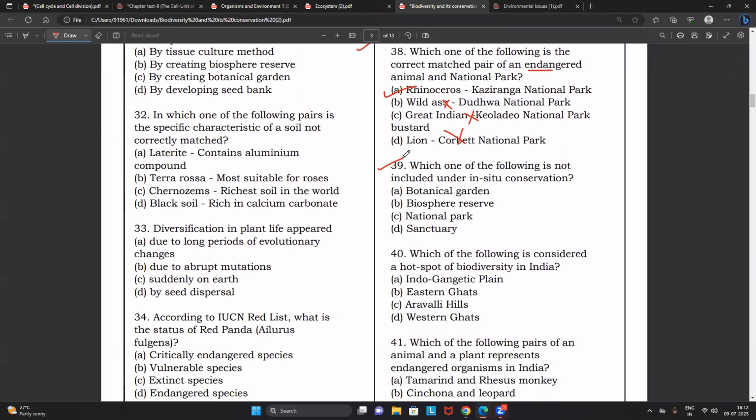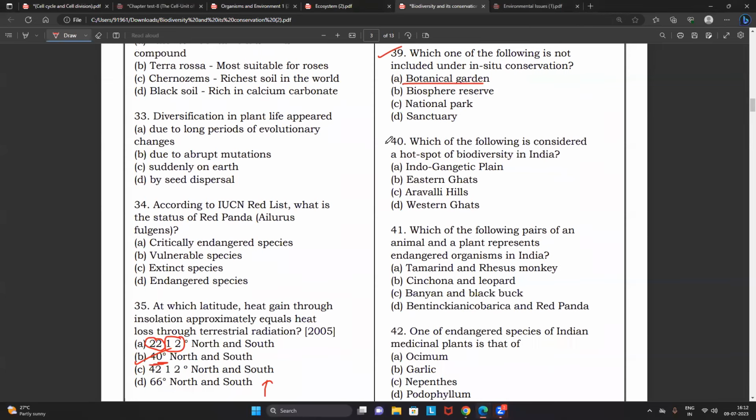Good. Question number 39. Which one of the following is not included under in situ conservation? Obviously, friends, it is the botanical garden. Very, very good.